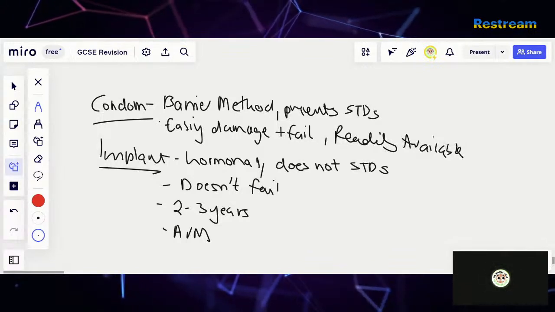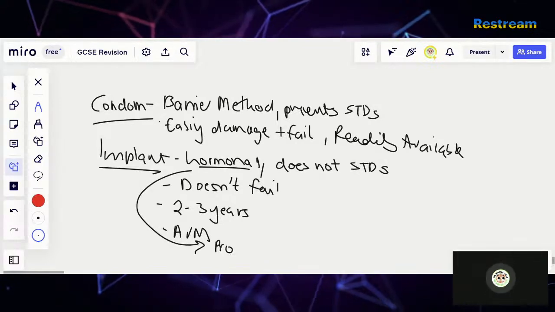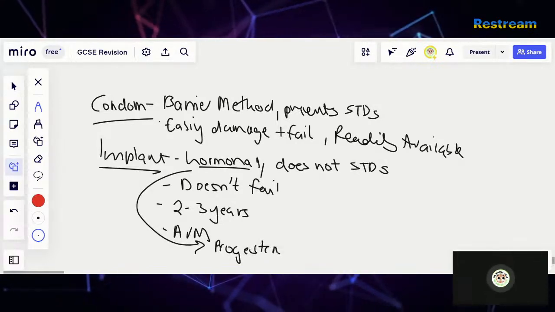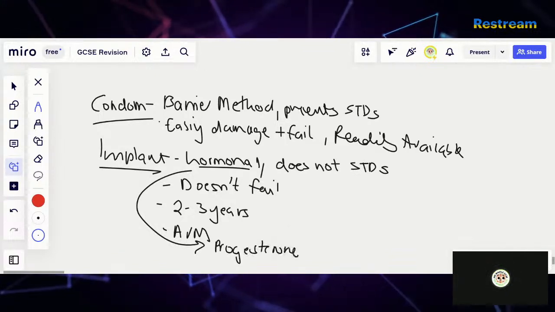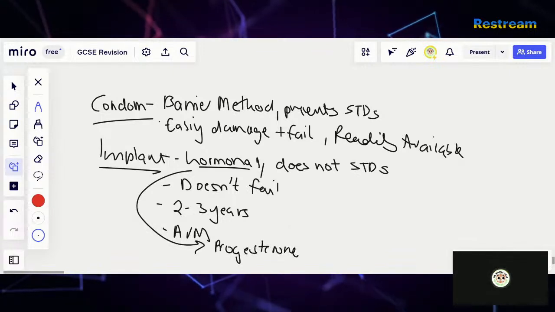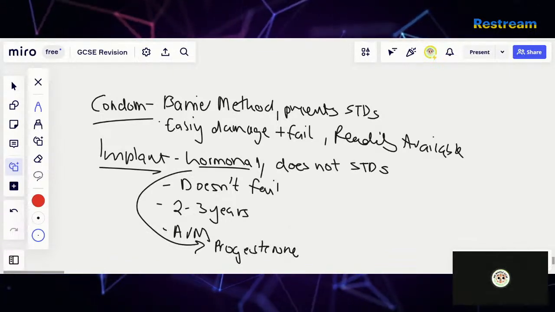Now, in terms of the implant, what hormones is it? It's a slow release of progesterone. Now, we know the function of progesterone. It stops a release of FSH, and that's why that hormone is used. Okay, and that's what we can say about these two, really.